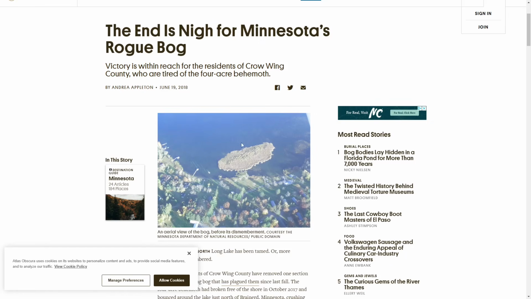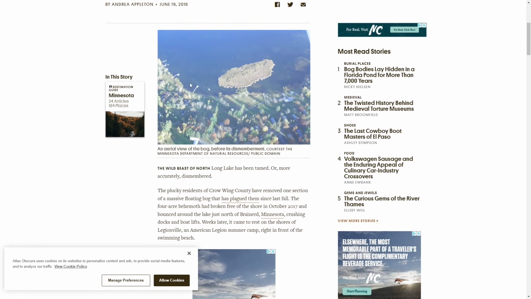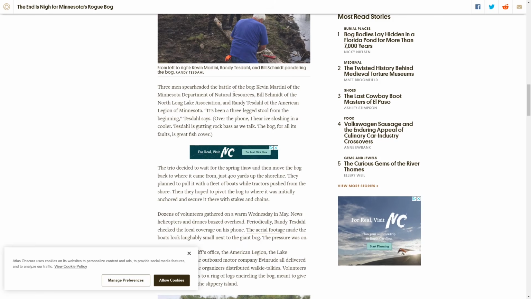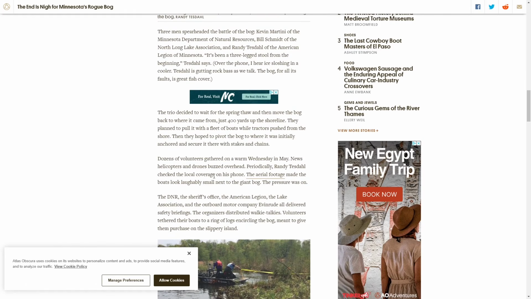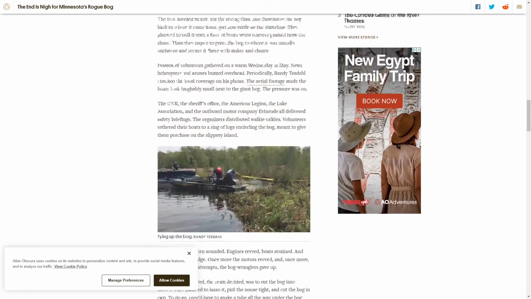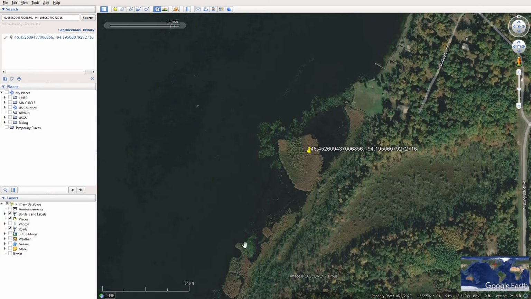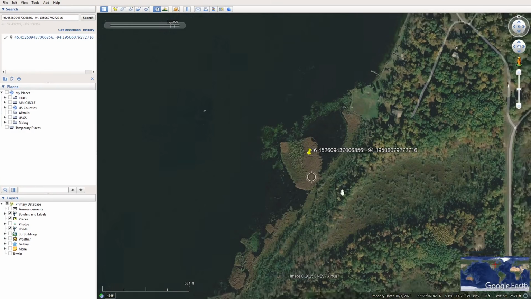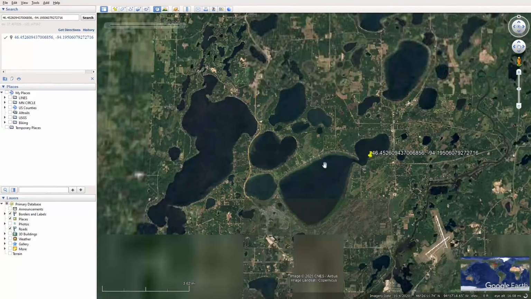In 2018, the bog broke away from that piece of land and started floating around. This bog destroyed some docks and damaged some boats. But three men, Kevin Martini, Bill Schmidt, and Randy Tresdal, wanted to destroy this bog so it couldn't destroy anything else. Eventually they destroyed it, which is what you can see here. This is the bog split into pieces. I just find it extremely crazy that this has happened on a lake I have been to.